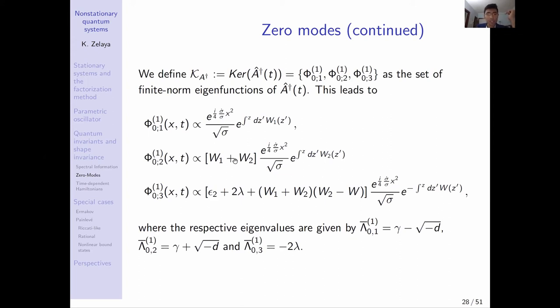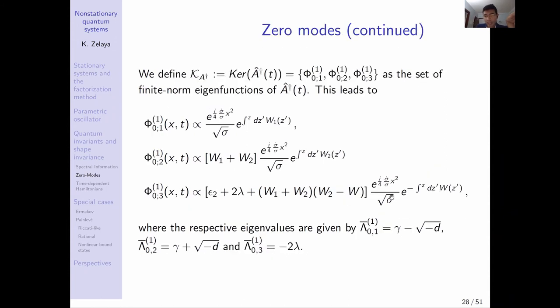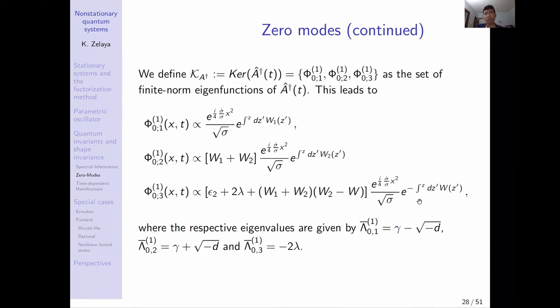You can see that if this exponential, for instance, converges to zero in the asymptotics, it will give us a square integrable function. Here it will diverge because the exponential has the opposite sign. So if this is a physical solution, this one is not. So we will have to play with this behavior. And the eigenvalues related to these modes are also given by this. So with this, we have found the lowest solutions for the quantum invariant, and we also have the eigenvalues.